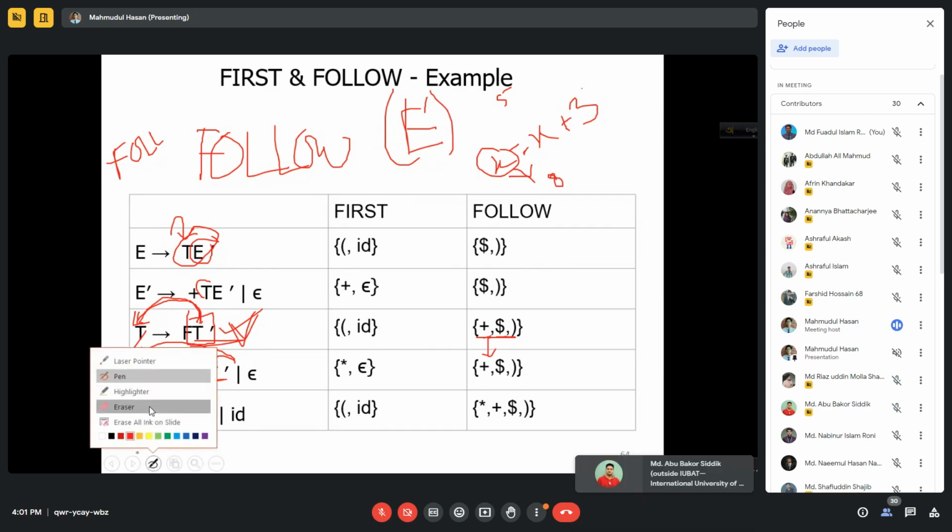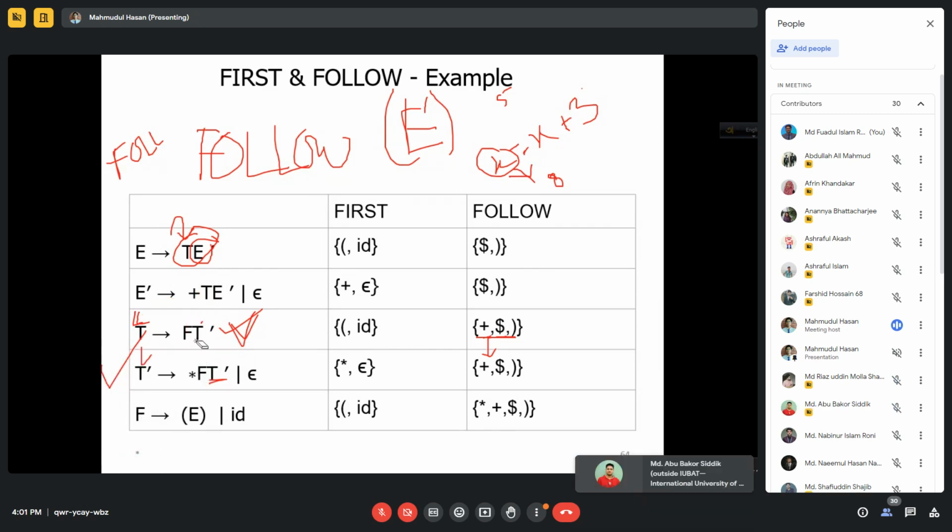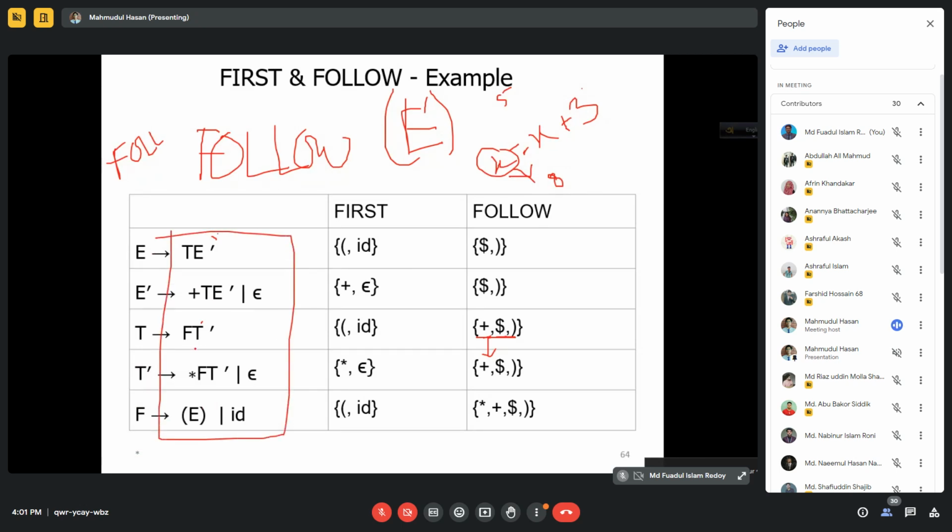Now we are trying to find out follow of f. If you are trying to find out follow of f, you need to look at the right hand side, and there are two f, this one and this one, is it? Yes, sir. If you consider this one, after f there is t dash or t prime, and this is a non-terminal.